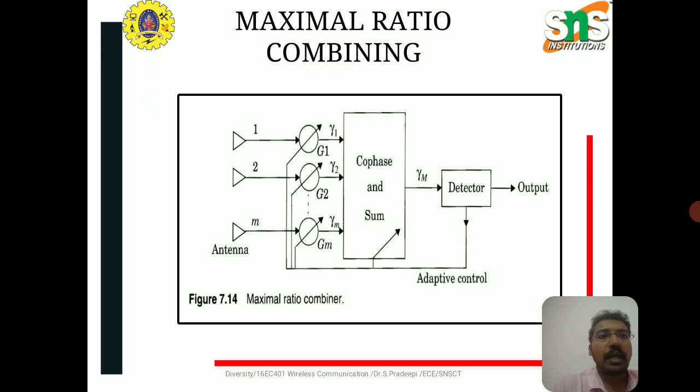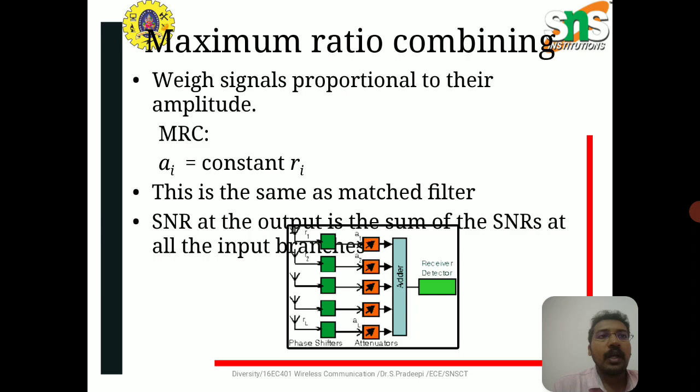This figure shows the maximal ratio combining. Maximum ratio combining weights signals proportional to their amplitude. Maximum ratio combining: a_i equals a constant times r_i. This is the same as a matched filter. SNR at the output is the sum of the SNRs at all the input branches.